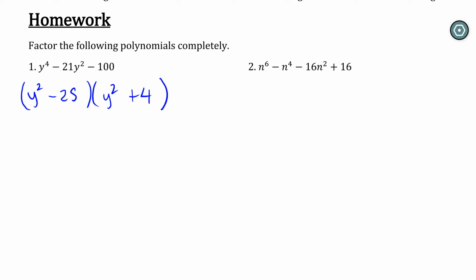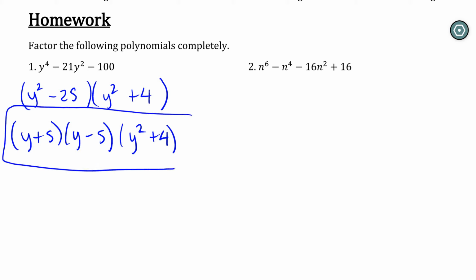Then we always have to ask ourselves that same question, can I still factor? And the answer is yes to one of these binomials, no to the other. So y squared minus 25 is totally factorable. That becomes y plus 5 and y minus 5. Y squared plus 4, because it's a sum, can't be factored. There's no such thing as difference of two sums. That doesn't make sense. It's difference of two squares. So this is the only thing that we can do, and we're done.